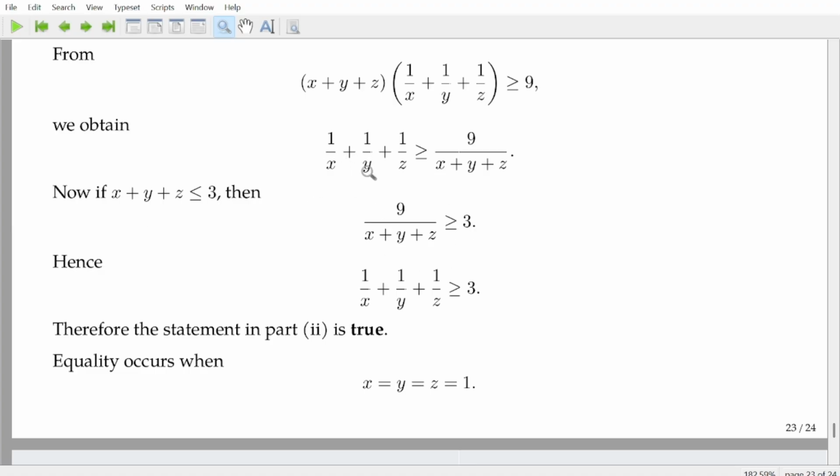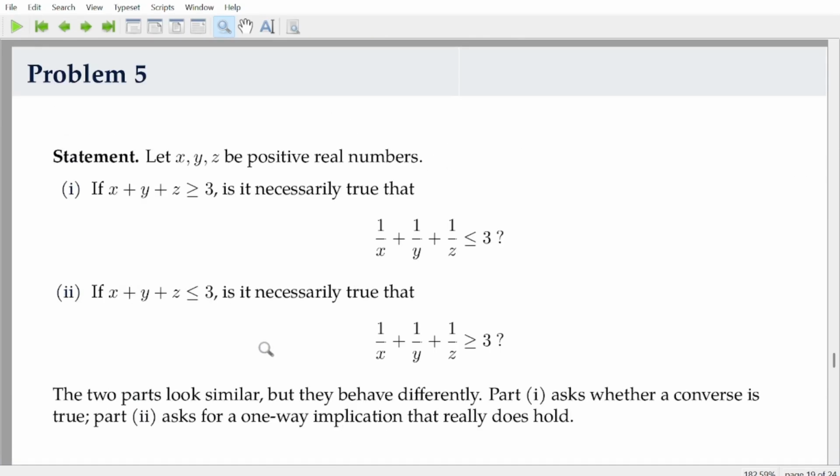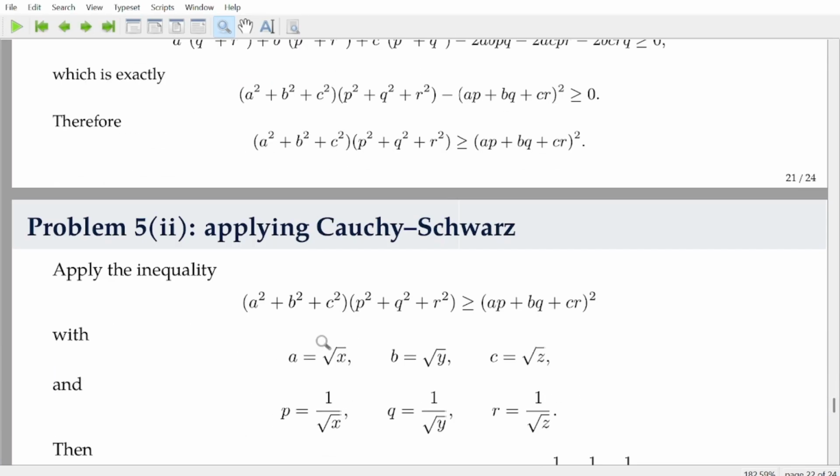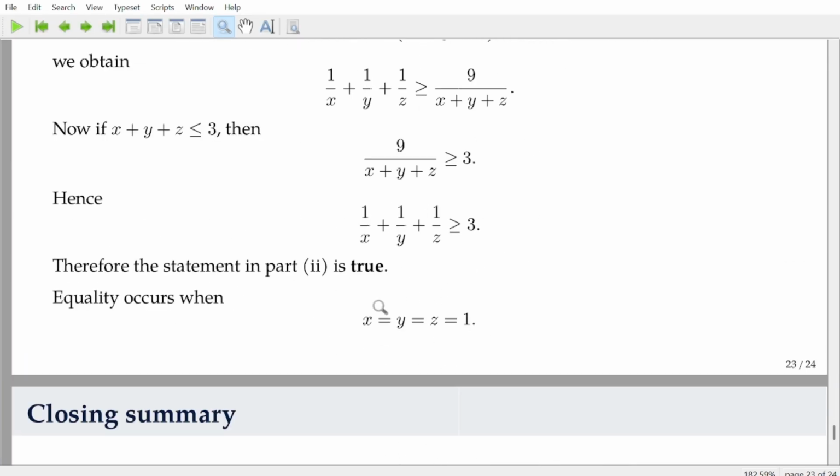So 1 over x plus 1 over y plus 1 over z is greater than or equal to 9 divided by x plus y plus z, which is greater than or equal to 3. So therefore 1 over x plus 1 over y plus 1 over z is greater than or equal to 3, which is exactly the statement that they asked us to prove in part II. And obviously, this is equal to 3 when x is equal to y is equal to z is equal to 1.